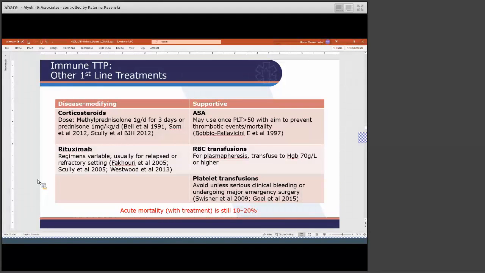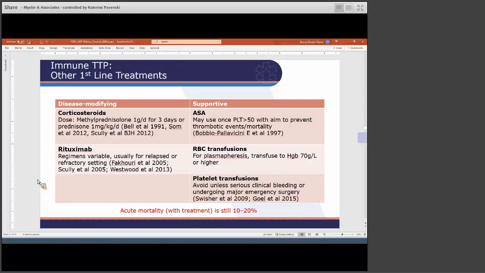The other first-line treatments would include putting a patient on high-dose steroids. The doses of steroids vary all over the place. Again, if you have very strong suspicion of TTP, you're specifically dealing with someone who is presenting with significant organ damage, such as focal deficit or decreased level of consciousness, I would not hesitate to start a patient on high-dose steroids. As I said, rituximab in Canada is usually reserved for a relapsed or refractory setting.